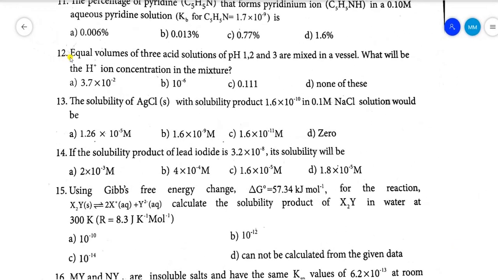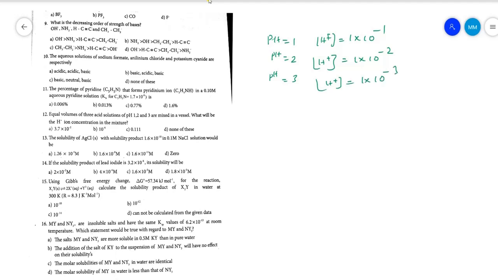Question number 12. Equal volumes of 3 acid solutions of pH 1, 2 and 3 are mixed in a vessel. What will be the H+ ion concentration in the mixture? We have 3 solutions with pH equal to 1, 2, and 3. If pH is equal to 1, the concentration is 1 into 10 to the power of minus 1. In the second case, the H+ ion concentration is 1 into 10 power minus 2. In the third case, it is 1 into 10 power minus 3.